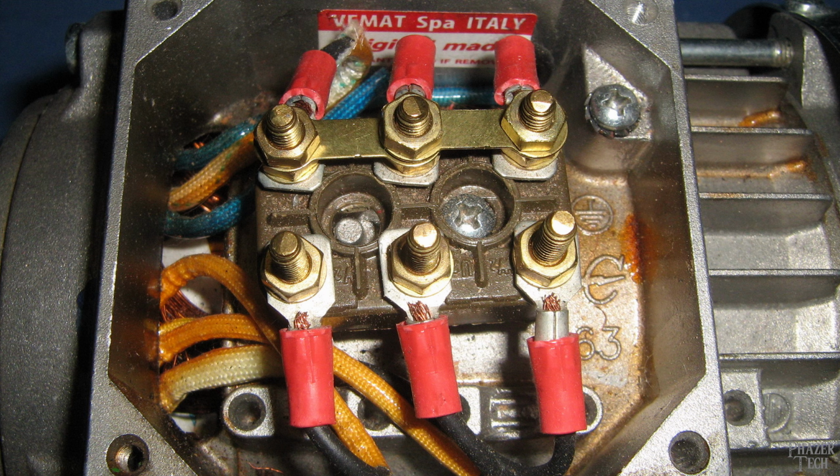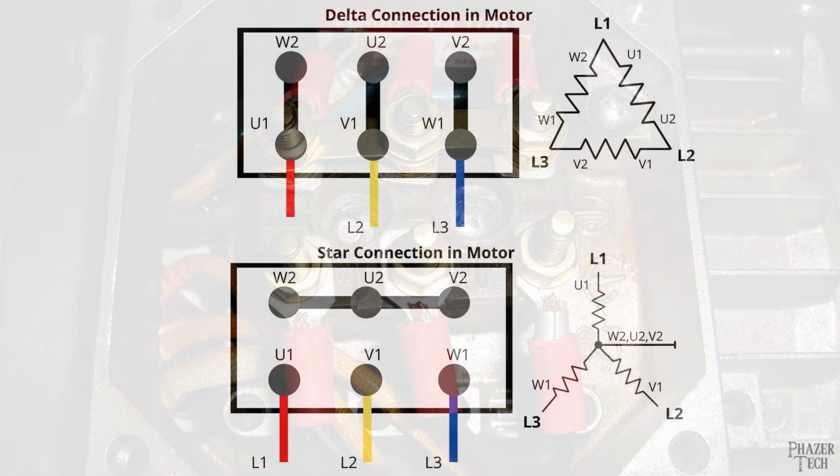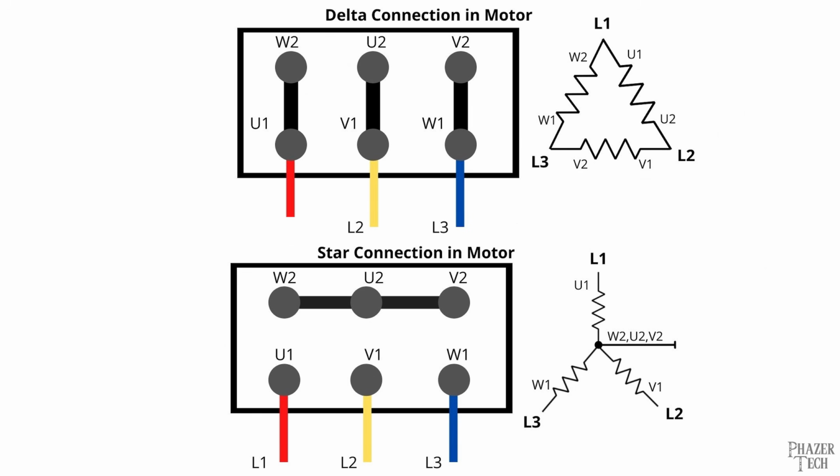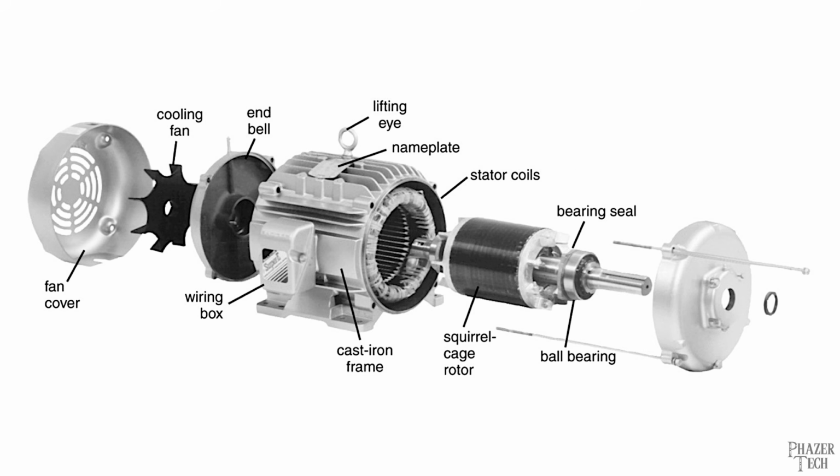Now in the terminal box is where the three AC signals are connected to the coils. And it turns out there's various ways these terminals can be connected to each other, including the delta configuration and the star configuration. These different configurations change the way the signals interact with each other and how they flow through the coils, and each method has its pros and cons. This was a simplified explanation, and I've left out a bunch of details, but what I covered should be enough to give you a general idea of how they work.